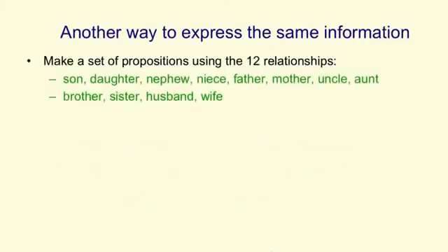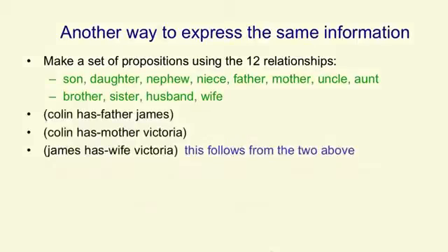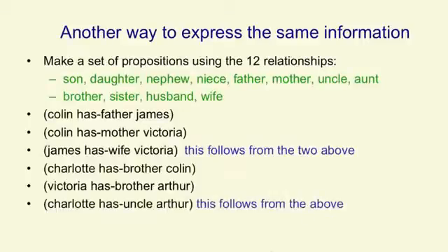The information in these family trees can be expressed as a set of propositions if we make up names for the relationships depicted by the trees. So we're going to use the relationships son, daughter, nephew, niece, father, mother, uncle, aunt, brother, sister, and husband, wife. And using those relationships, we can write down a set of triples, such as Colin has father James, Colin has mother Victoria, and James has wife Victoria. And in the nice simple families depicted in the diagram, the third proposition follows from the previous two. Similarly, the third proposition in the next set follows from the previous two.